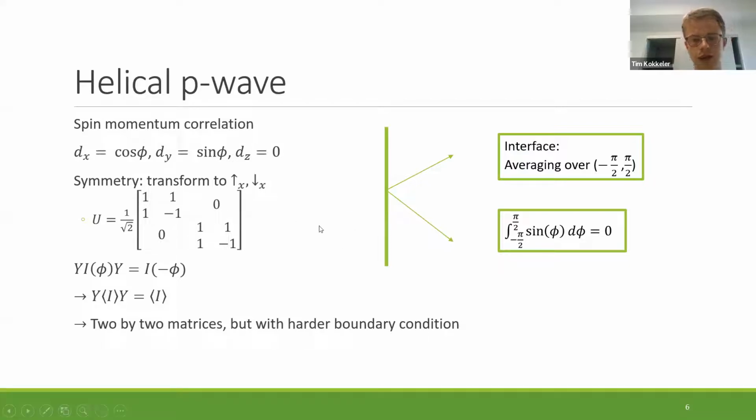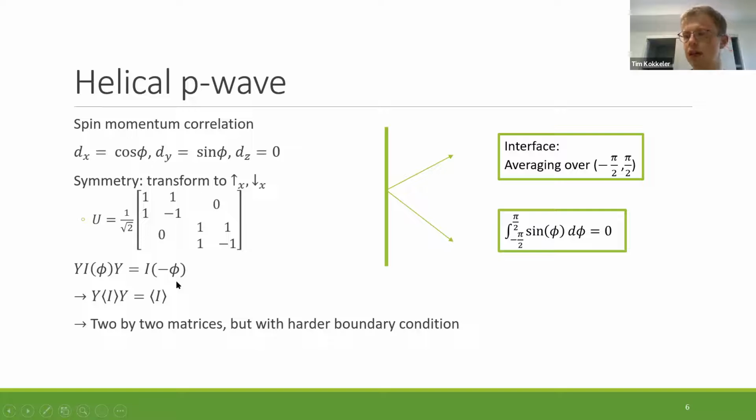And it turns out that if in this basis you compute the contribution to the current in the Tanaka-Nazarov boundary conditions, the mode with angle minus phi is related to the contribution of the mode at an angle phi, exactly via this symmetry.